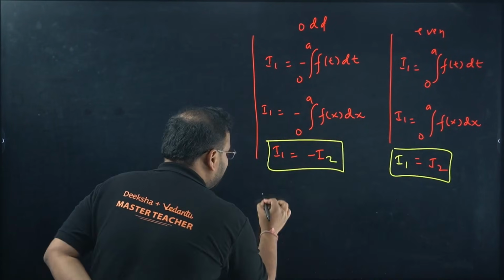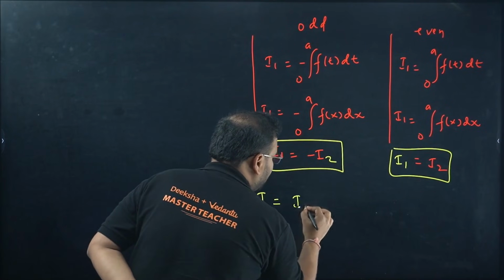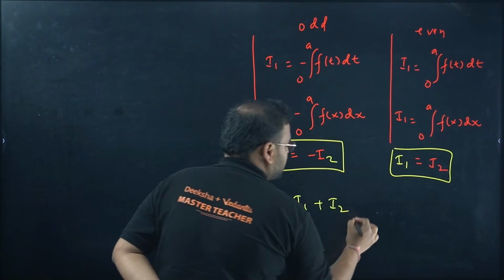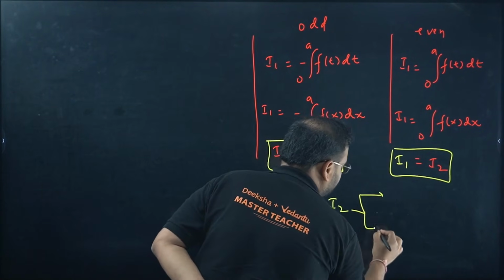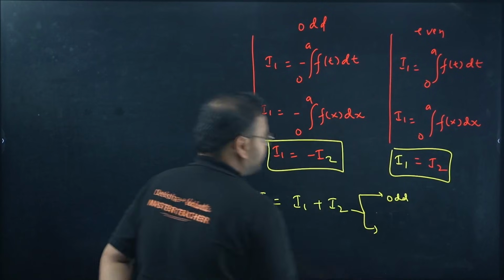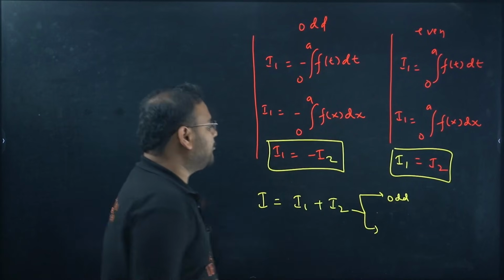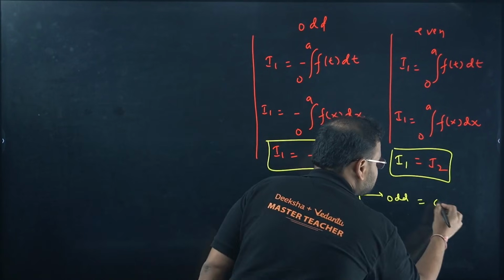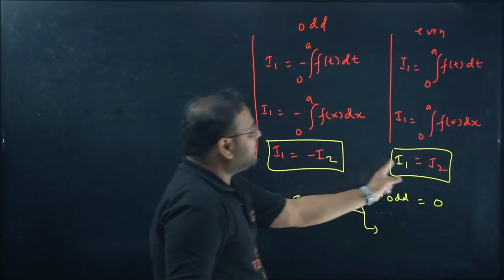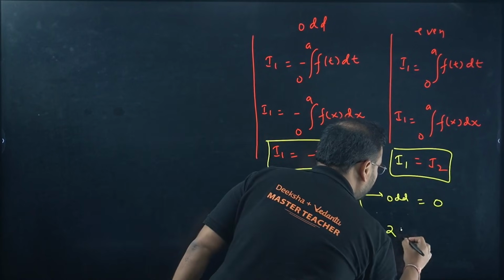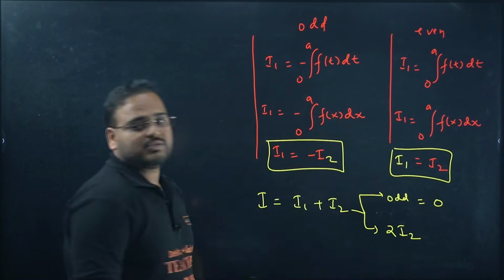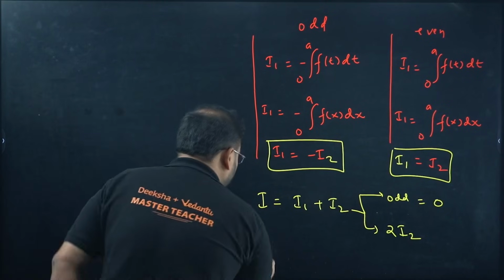So remember, I had integration I equals I1 plus I2. We have two branches again for odd and even. Check for odd: I1 is minus I2, it means it becomes 0. And for even, I1 and I2 are the same, so it becomes twice of I2.